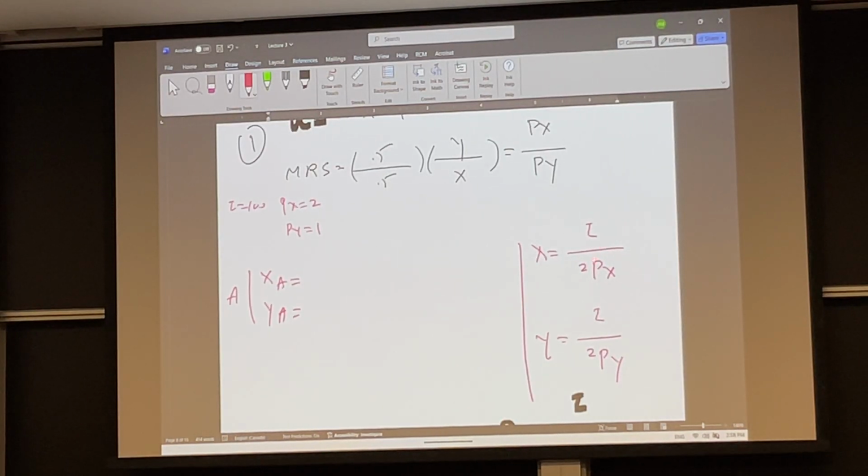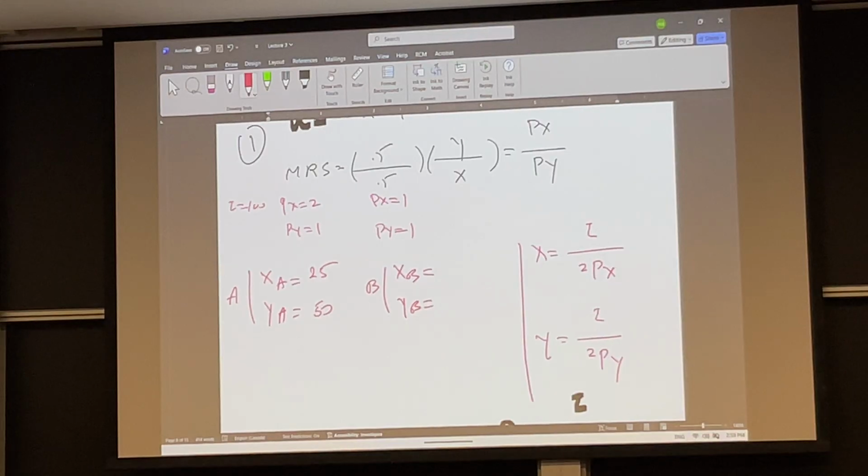Put the numbers there. What do you got? That is 25. So this is 25. This is 50. That is the initial bundle when the price is 2 and 1. Suppose the price of X drops to 1. Price of Y is still the same, income is still the same. What would be your optimal bundle? What's the optimal bundle when the price drops from 2 to 1?